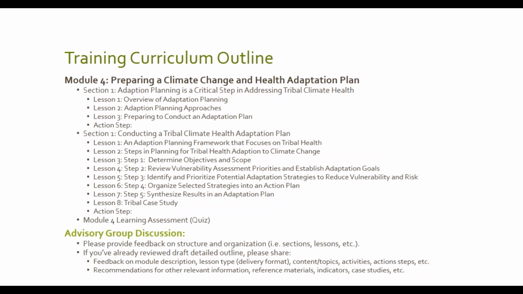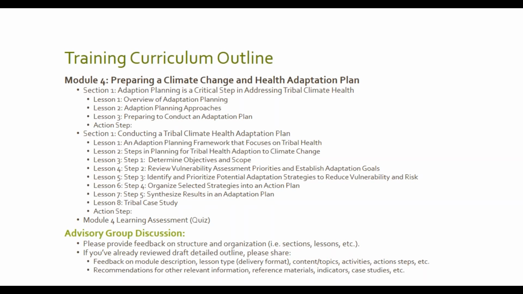Module 4, preparing a climate change adaptation plan. This is using a very similar structure as Module 3, but it's now assuming that a vulnerability assessment has been done, that the tribal leadership wants to move on to an adaptation plan, which is basically saying, okay, now we know what the risks are. Let's create some strategies and solutions to overcome those risks or to prepare for those risks. Section 1 being adaptation planning is a critical step in addressing tribal climate health. And there's 3 lessons. First is an overview, second is approaches, and third is preparing to conduct an adaptation plan.